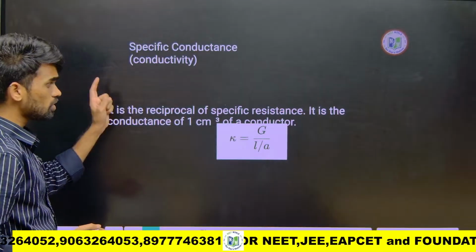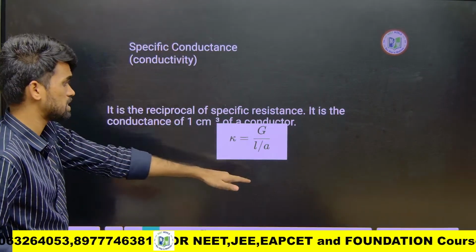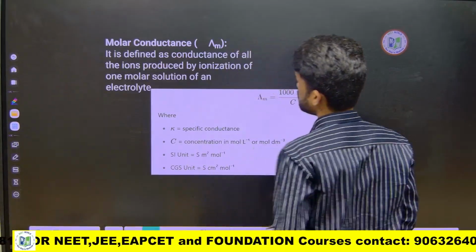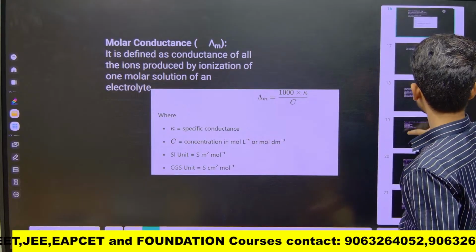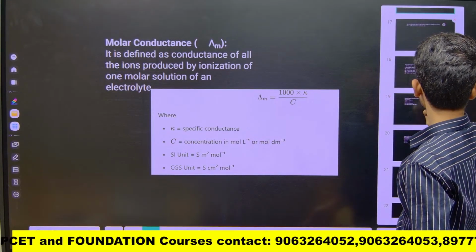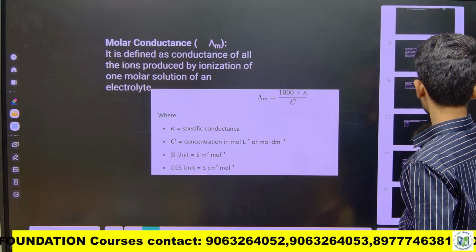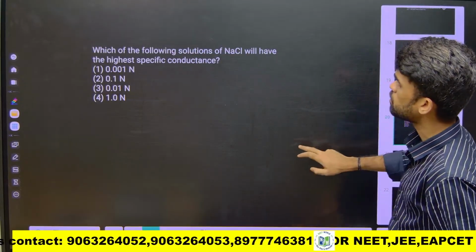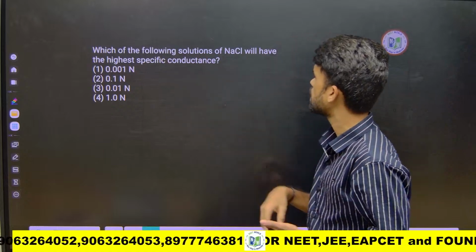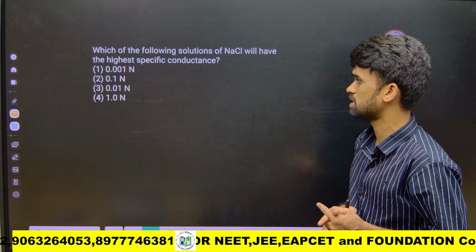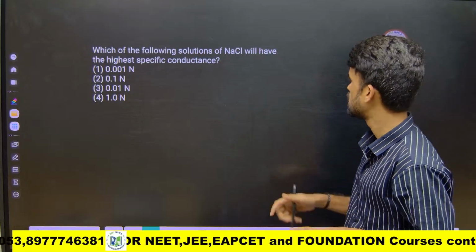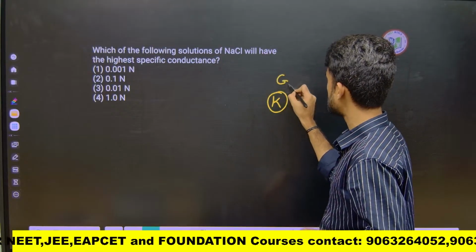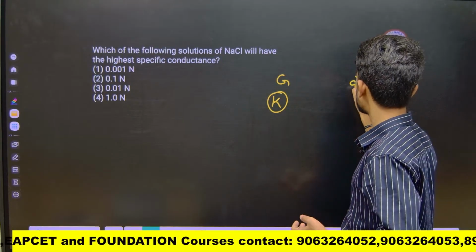Then next, we discussed conductivity or the specific conductance, that is K, and we also discussed the relation between them. Now let us see one question based on this. First of all tell me, which of the following solutions of NaCl will have the highest specific conductance? Specific conductance means K. Normal conductance means G, whereas G star means the cell constant.